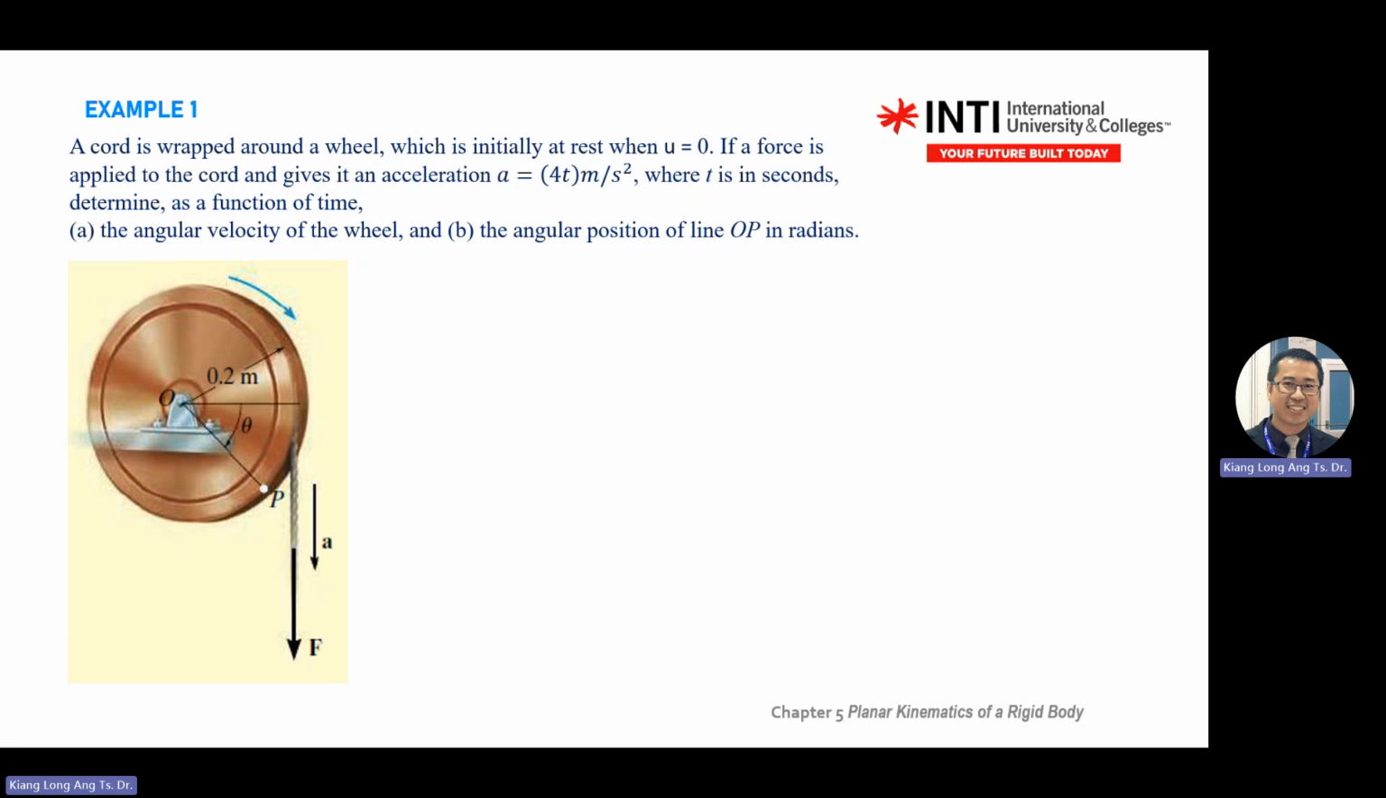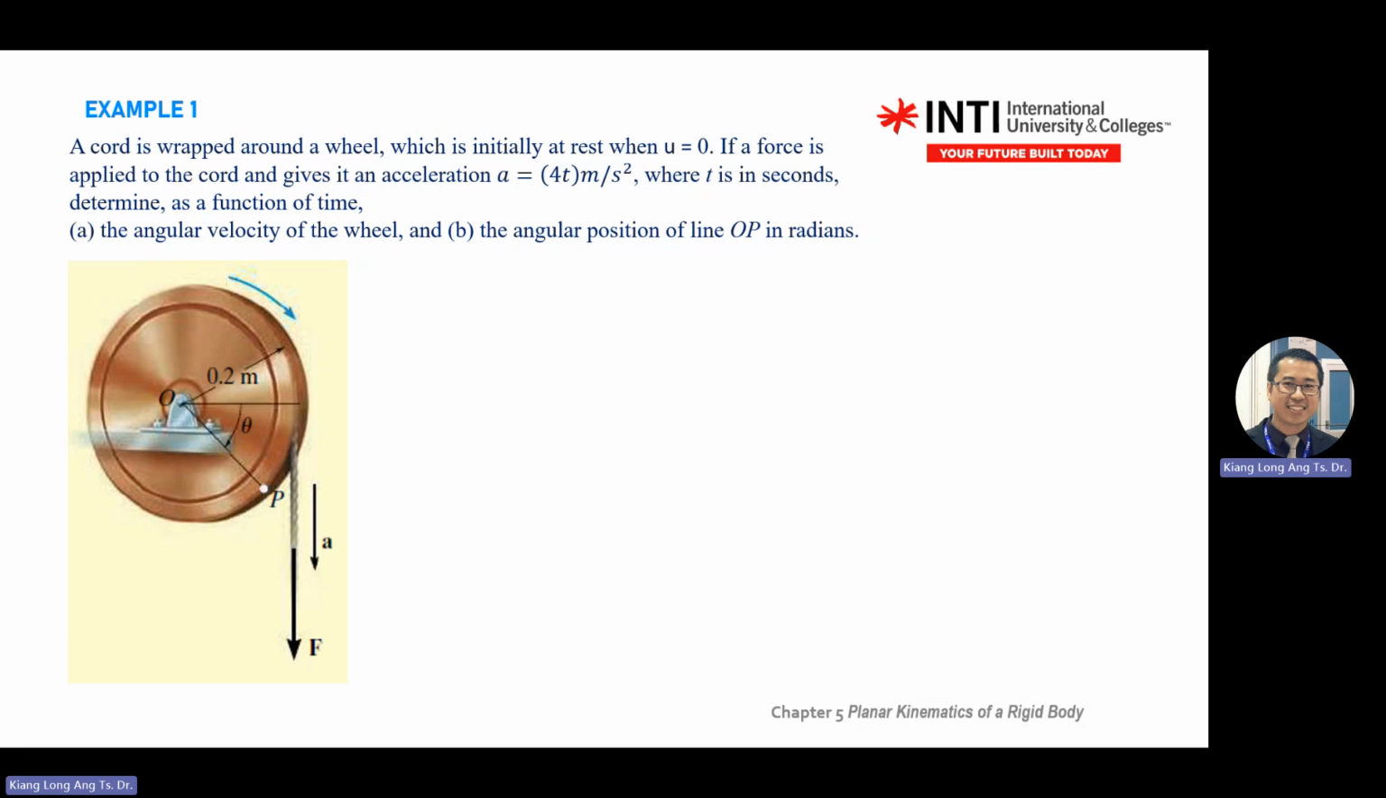A is given, t is in seconds. Determine as a function of time, meaning you give your answer in equation form, the angular velocity of the wheel. Angular velocity means omega. Angular position of line OP in radians means you find the angle.